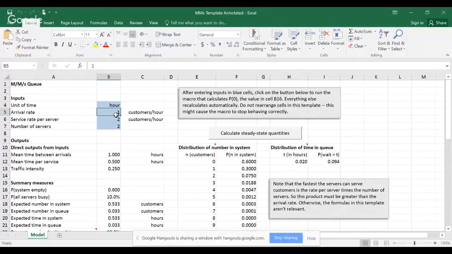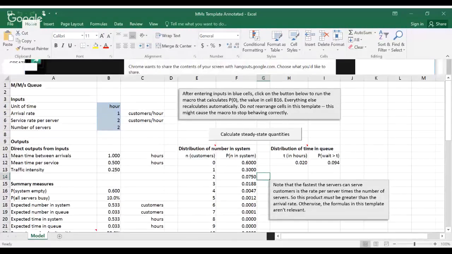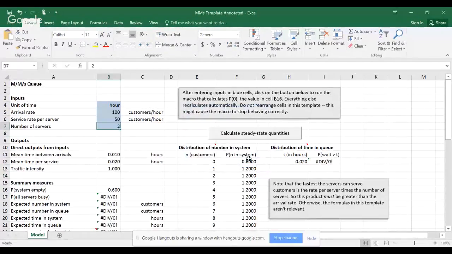So what is our arrival rate in this lovely scenario? 100. It is 100. What is our rate per server? 50? Okay. All right. I'm going to go ahead and calculate steady state quantities, but it looks like I can't have two servers. What will happen is the line will infinitely back up, and the customers won't get served.